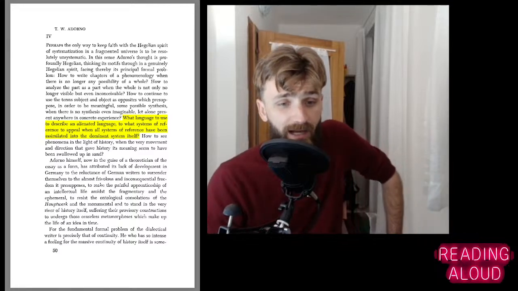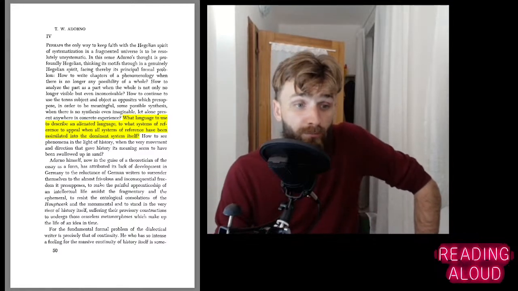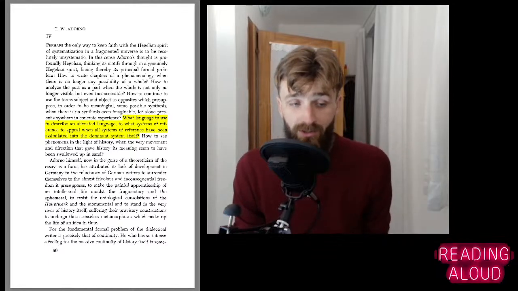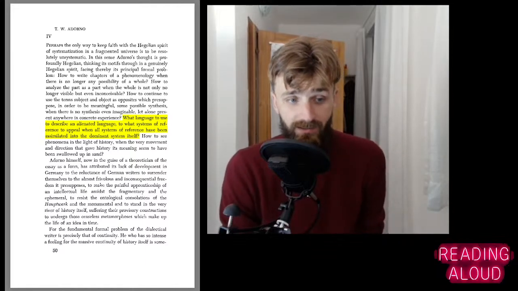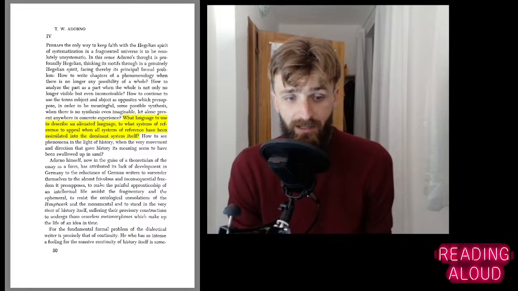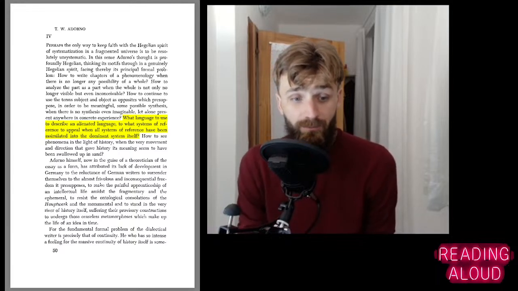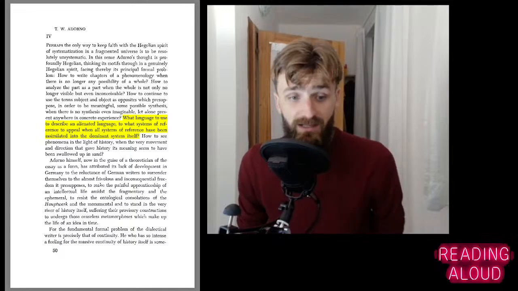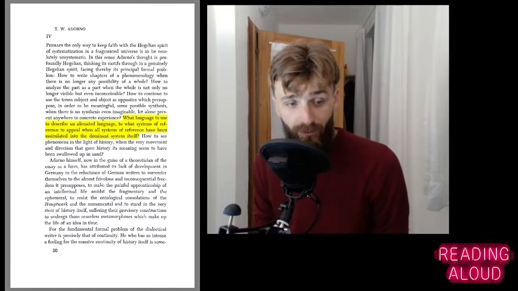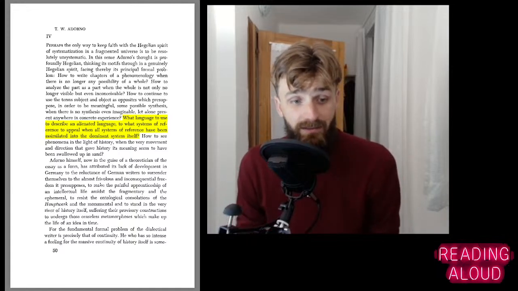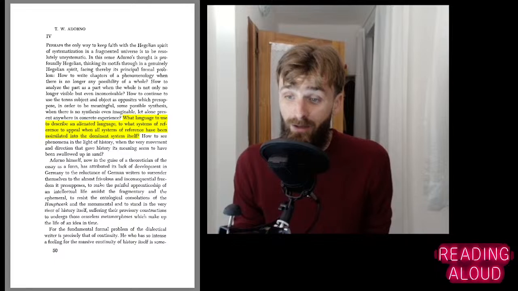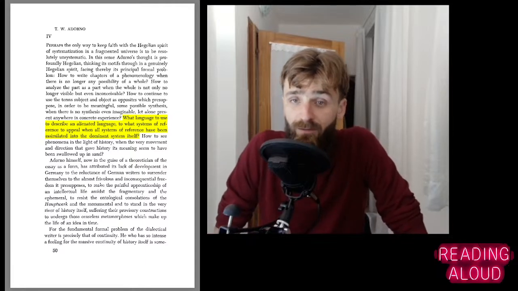Adorno himself, now in the guise of a theoretician of the essay as a form, has attributed its lack of development in Germany to the reluctance of German writers to surrender themselves to the almost frivolous and inconsequential freedom it presupposes, to make the painful apprenticeship of an intellectual life amidst the fragmentary and the ephemeral, to resist the ontological consolations of the Hauptwerk and the monumental, and to stand in the very river of history itself, suffering their provisory constructions to undergo those ceaseless metamorphoses which make up the life of an idea in time.